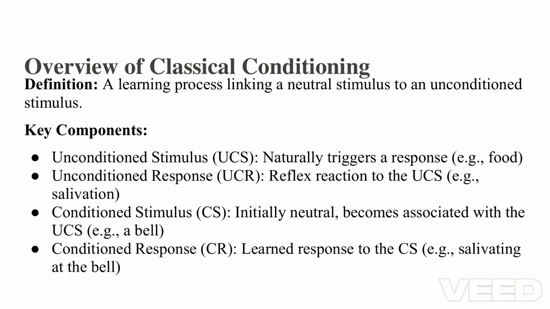The third one is called conditioned stimulus, which is initially neutral, but then it becomes associated with UCS, which is unconditioned stimulus. For example, if you ring a bell. The last one is conditioned response, where the dog learned the response to the conditioned stimulus. So if in this stage the dog learned to associate food with the bell, then it generates saliva.